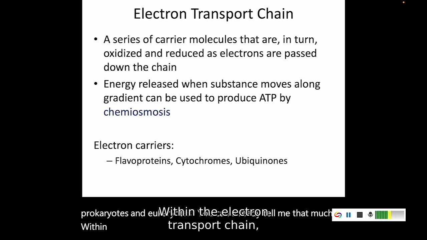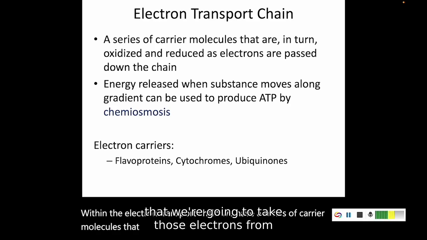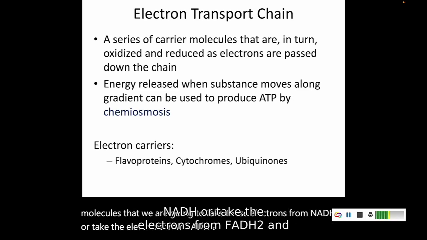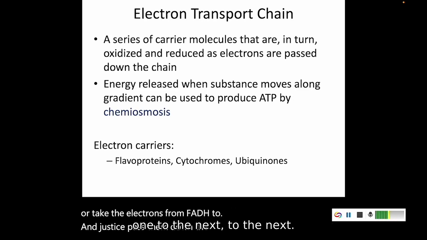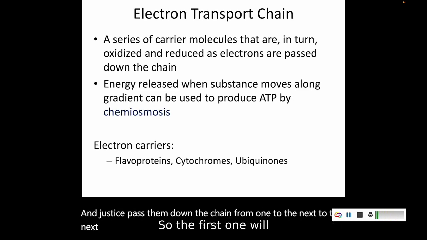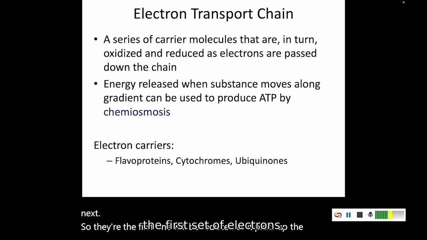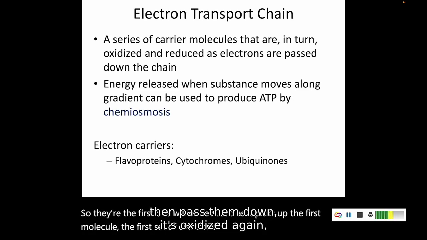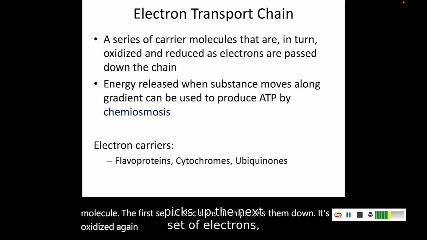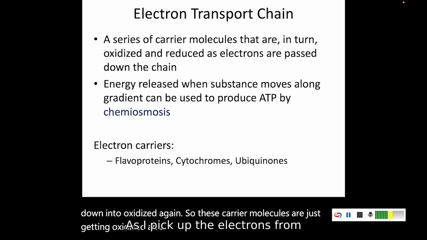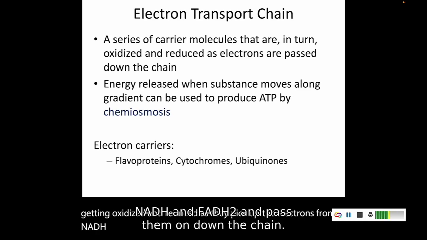Within the electron transport chain, we have a series of carrier molecules that take the electrons from NADH or FADH2 and just pass them down the chain from one to the next to the next. So the first one will be reduced as it picks up the first set of electrons, then passes them down, and it's oxidized again. Picks up the next set of electrons, passes them down, it's oxidized again. So these carrier molecules are just getting oxidized and reduced as they pick up the electrons from NADH and FADH2 and pass them on down the chain.